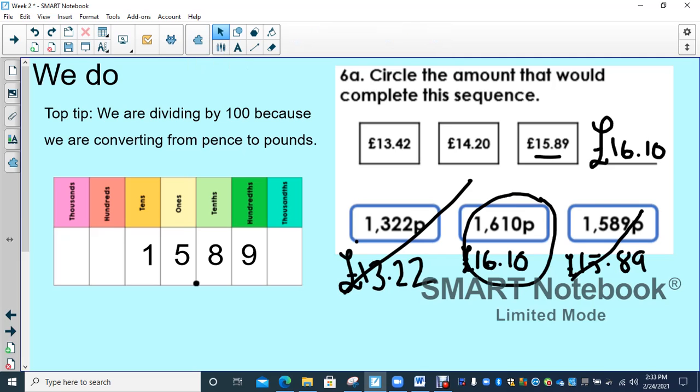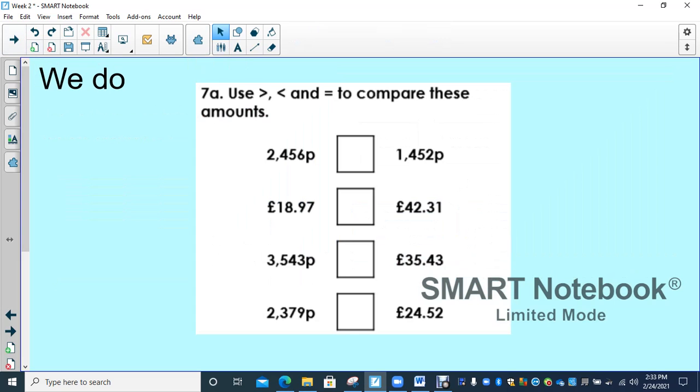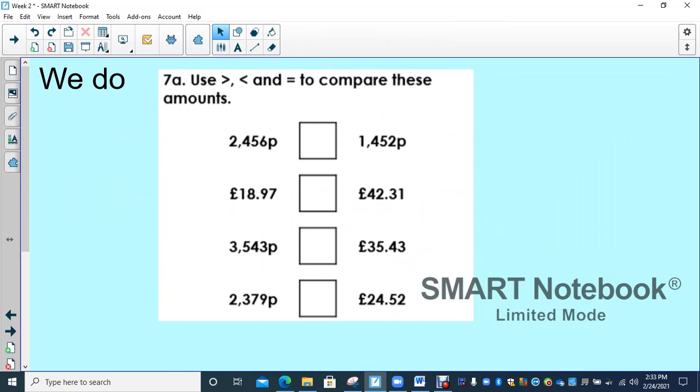Okay, you guys might have got that one already. Well done. If you haven't, rewind the video and work with me step by step converting. Okay, let's move on. What I'm going to do now is use greater than, less than, and equal to compare these amounts. Now some of them are all the same unit of measurement, some aren't, but just bear with me and we can go through those together. So 2,456 pence, what symbol needs to go in between when I'm comparing that to 1,452 pence? Well, I know that this amount, 2,456, is greater than 1,452 pence.